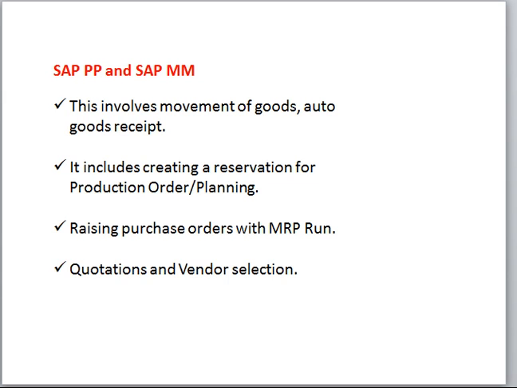So this is about integration. SAP PP and MM module integration. Generally, the SAP PP to MM module integration happens in these cases. This involves movement of goods, at the time of goods movement and auto goods receipt. In that case, integration happens between the PP and MM modules. It also includes the creation of a reservation for production orders or planning. In that case, SAP PP to MM integration happens, and also the raising of purchase orders with the MRP run. In that case, SAP PP to MM module integration happens at the time of quotations and vendor selection. So in these cases, SAP PP to MM module integration happens.